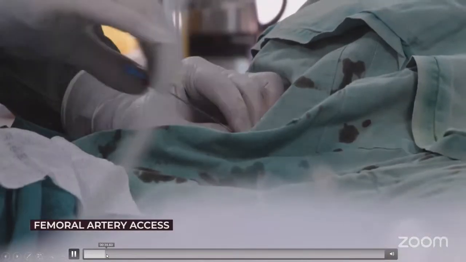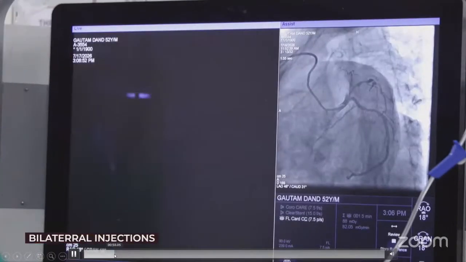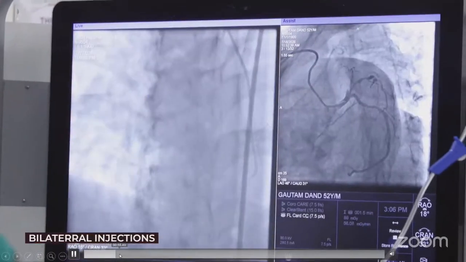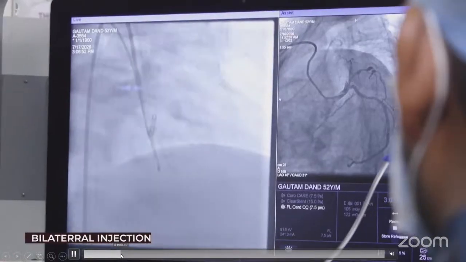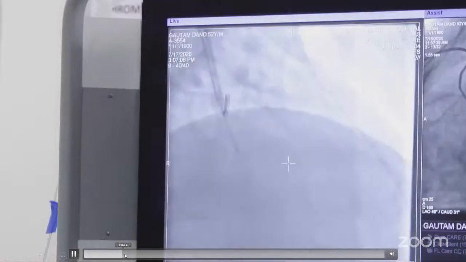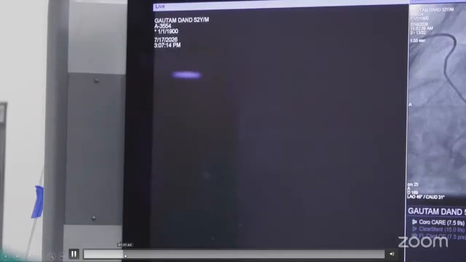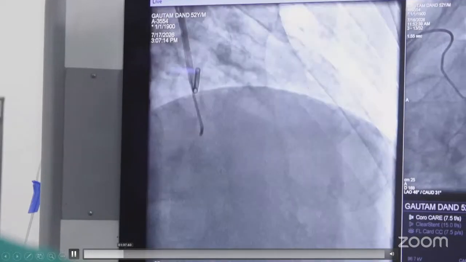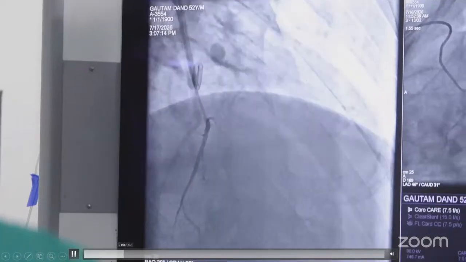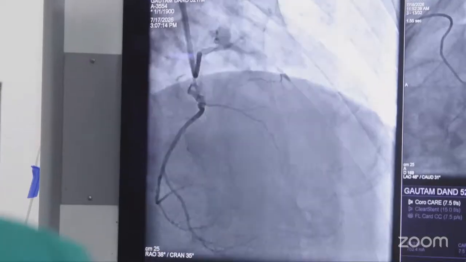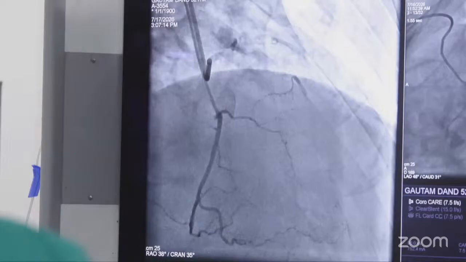You can see that bilateral injection is being given, with radial artery access and femoral artery access, and the right coronary artery angiographic picture is showing filling of the LAD, the remaining LAD. You can see that the collaterals are very well developed.